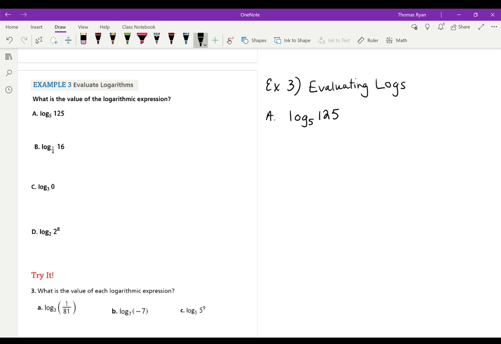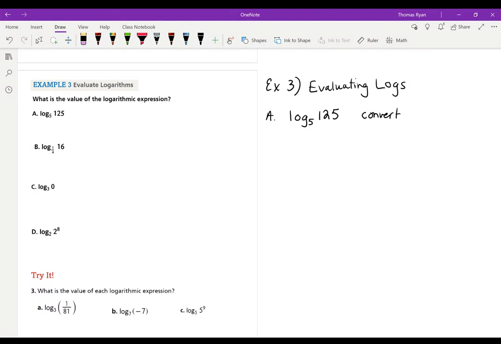Okay, so example 3, we're going to do some evaluating of logs. So we're asking ourselves, what is the value of this expression? Example A is log base 5 of 125. And what we really want to think about is if we were to convert this into something that we're more comfortable thinking of. At this point in our math careers, we're more comfortable thinking of things in terms of exponentials.